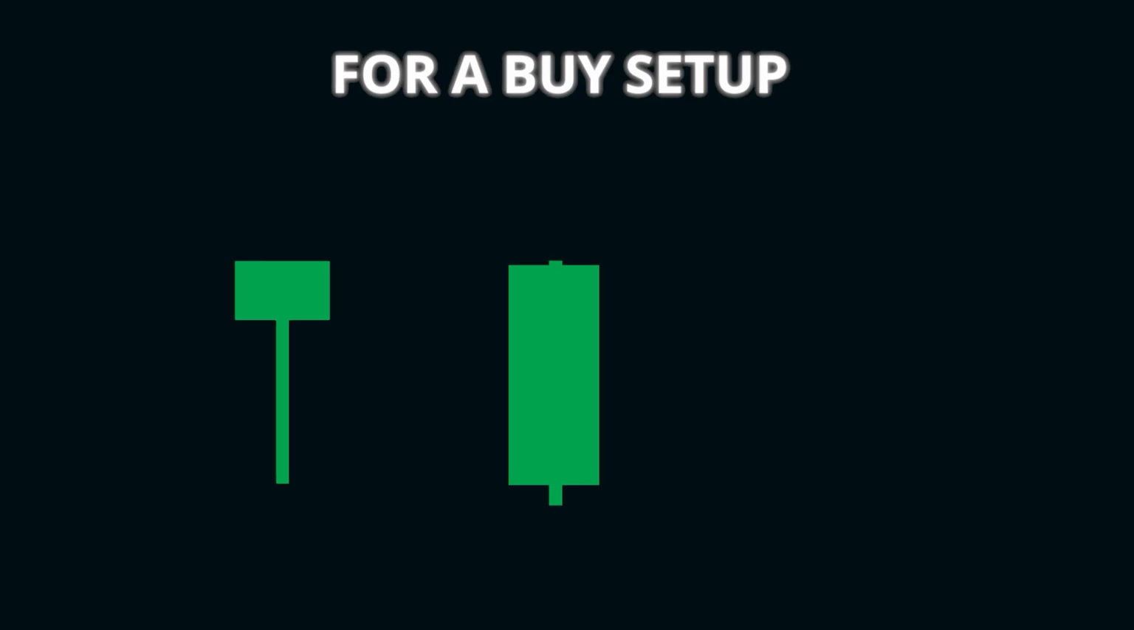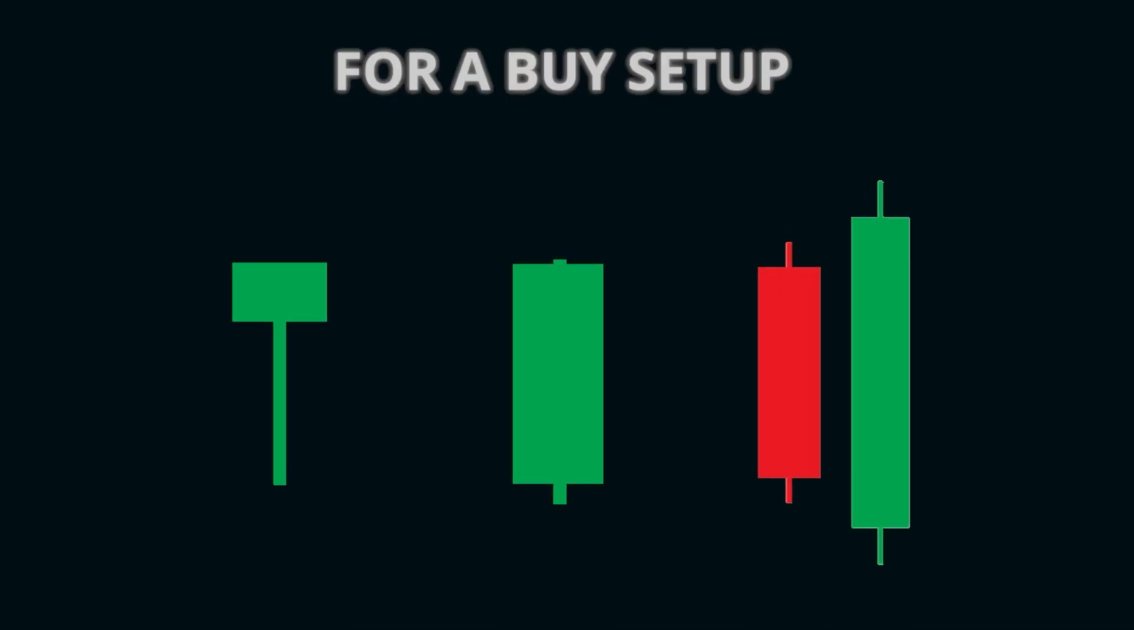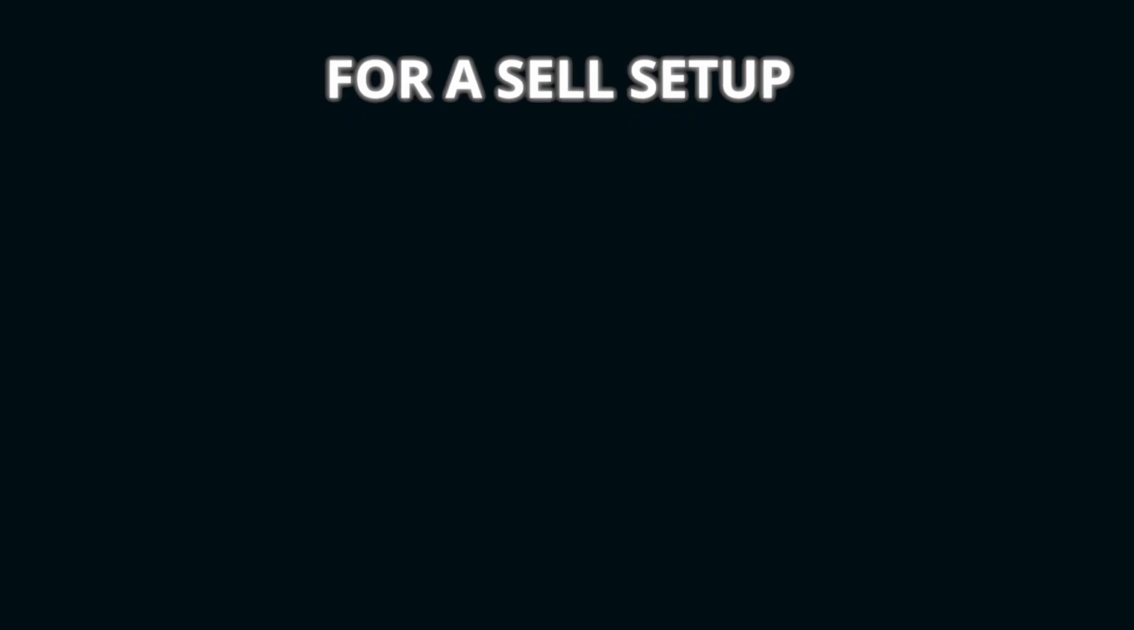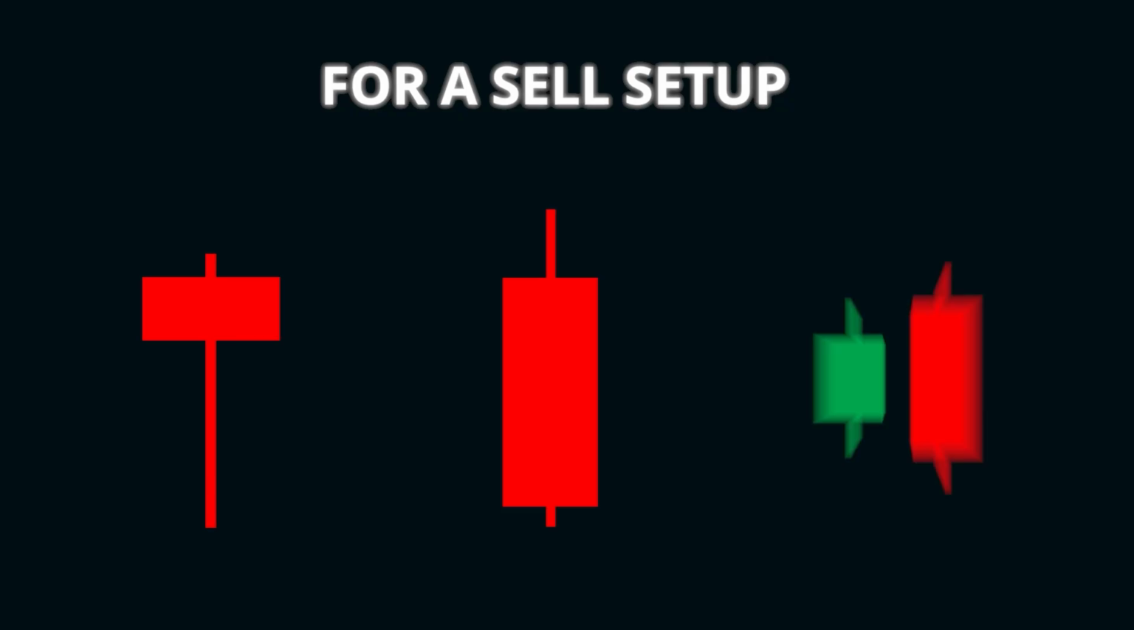For a buy setup, you're looking for a bullish hammer, a strong green candle closing near its highs, or a bullish engulfing candle. For a sell setup, it's the mirror image, a bearish hammer, a strong red candle closing near its lows, or a bearish engulfing candle. Never enter until that confirmation candle has fully closed.